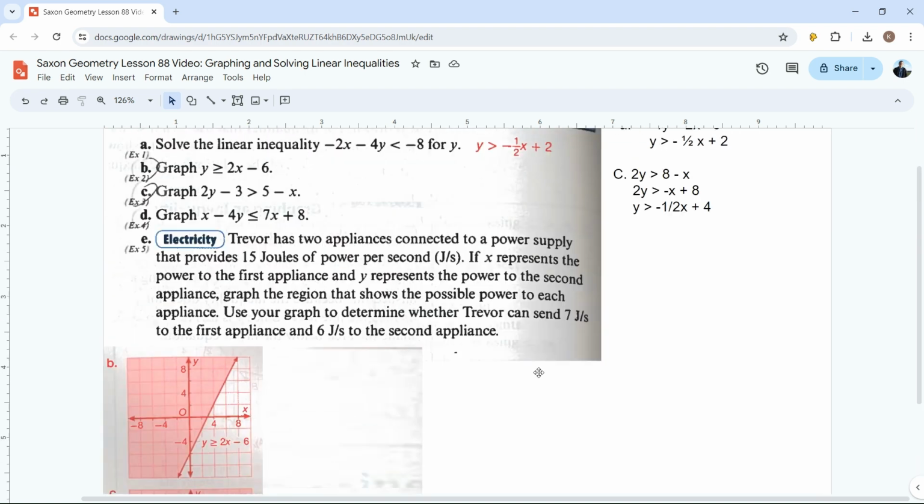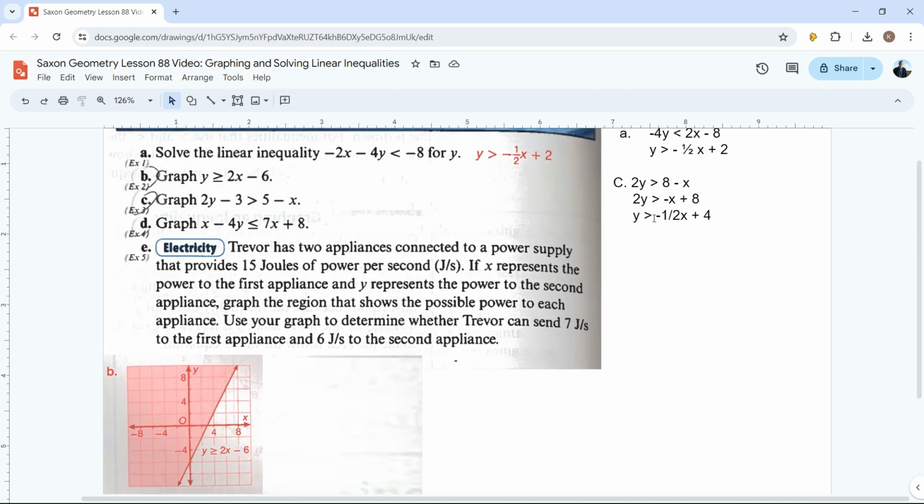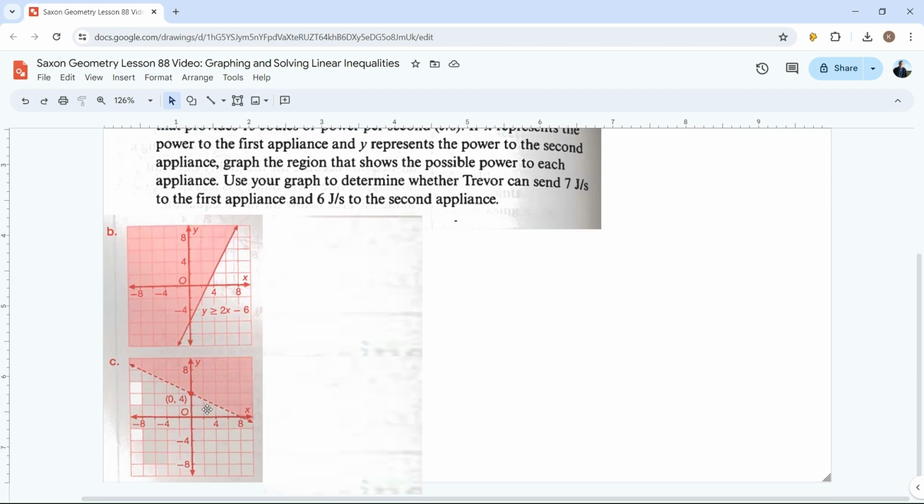There it is. And then my slope is negative 1 half, so I go down 1 over 2. Down 1 over 2. Now again, notice that my axes count up by 2s, but it still makes sense. Down 1 over 2. That's how I graph this.